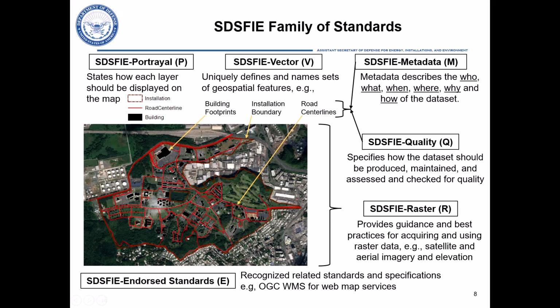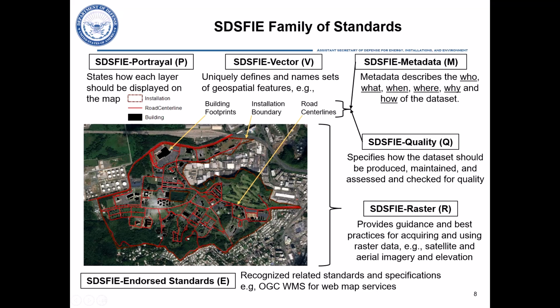The metadata, or M standard, captures important information about the data, such as who created it, to what date the content is relevant, how it was created, and when it was published, which is important for the discovery of data and understanding its quality and usefulness. The quality, or Q standard, is a set of procedures and metrics to ensure and measure data condition and character. The raster, or R standard, is a set of guidance and recommendations for acquiring and using raster data, such as satellite imagery, aerial photography, LiDAR, and elevation data, with best practices and endorsed standards for collection, processing, and format.